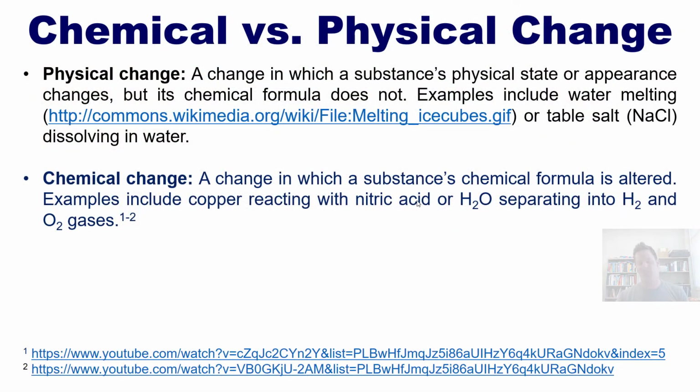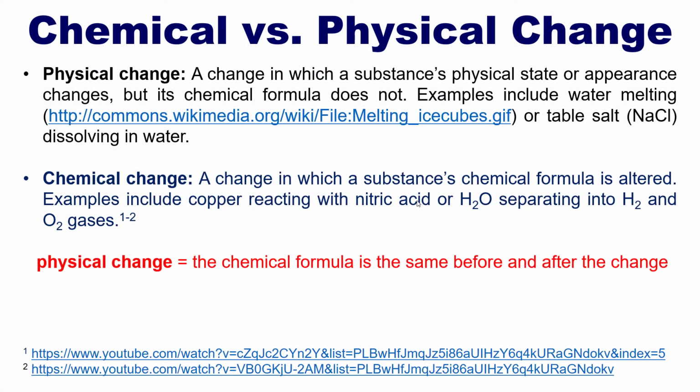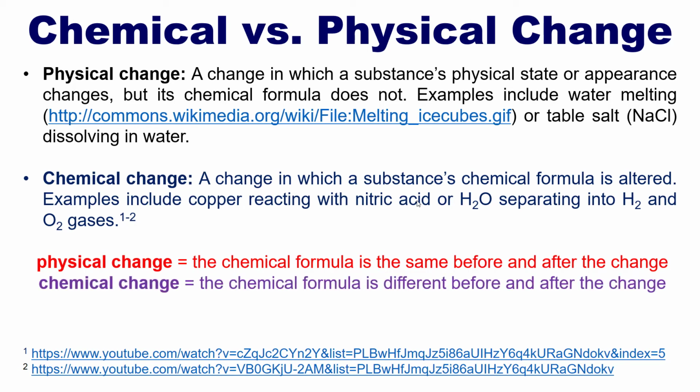To sum up then, a physical change is a change in which the chemical formula is the same both before and after the change, and a chemical change is one where the chemical formula is different before and after the change. Make sense? Good.